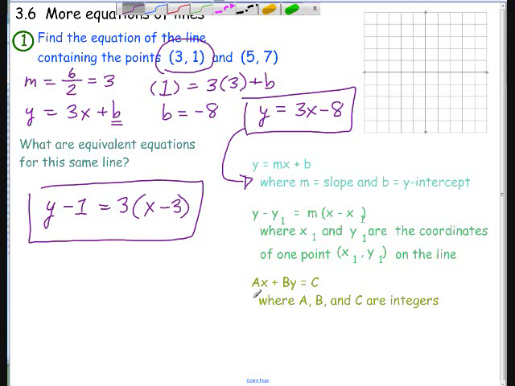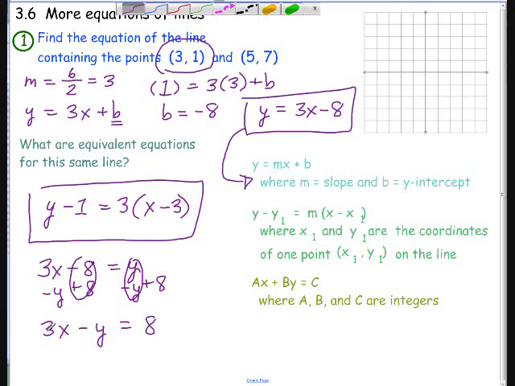What else could I do? Oh, I could say a, b, and c are integers and set it up this way. Well, that would mean that I have to make some rearrangement. 3x minus 8 equals y. I just swapped the sides. I'm going to add 8 to both sides. And guess what else? Subtract the y from both sides. So I'll end up with 3x minus 1y equals 8. True, because this will be 0 and this will be 0.